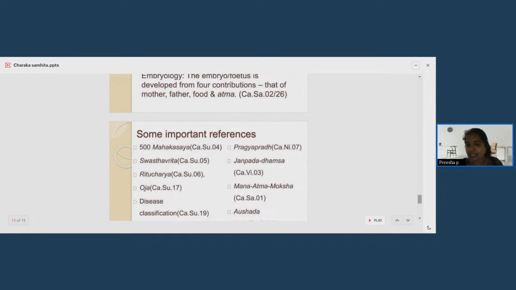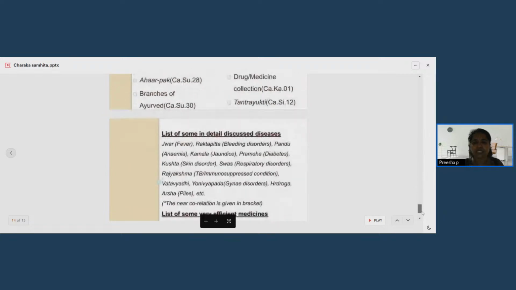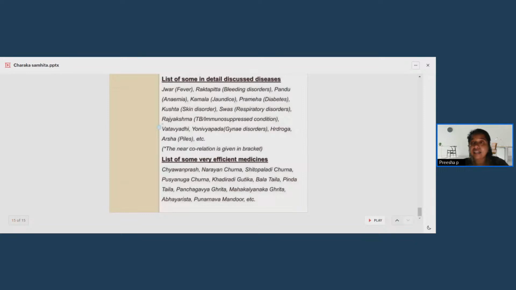The Prajnaparada is there, Janmadodamsa is there, Mana Atma Moksha is there. These are the areas which are explained there. Then regarding the diseases like Jara, the Raktapitta, Pandu, these are the areas which are explained. Then when we are thinking about the medicines there, that is the Chavanaprasha, Narayana Churna and the Sitopaladi Churna there.